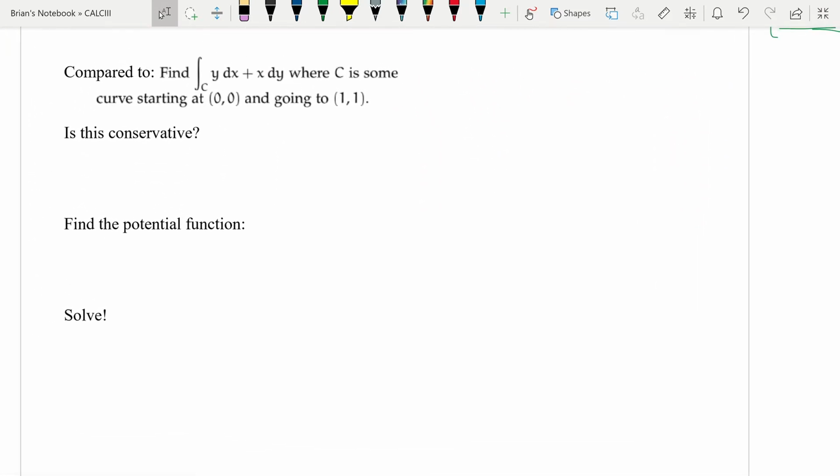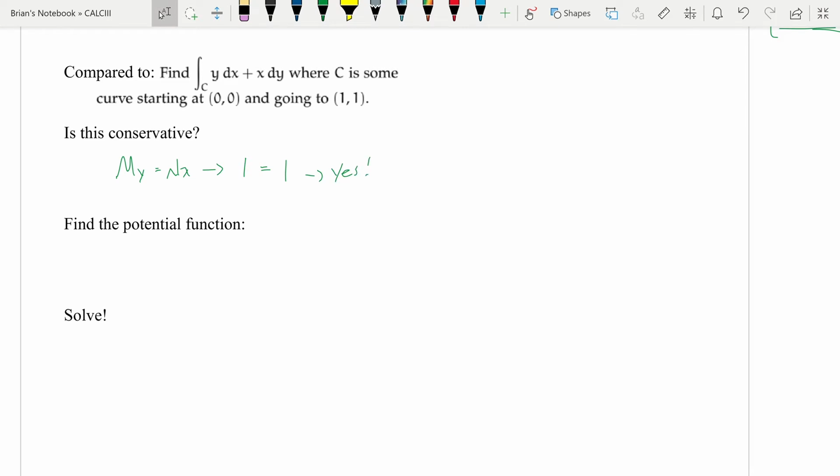The curve is starting at 0, 0 and going to 1, 1. So is this conservative? We can say conservative means that my is equal to nx. So my will be 1, perfect, which is equal to nx, which is 1. So yes, it is conservative.